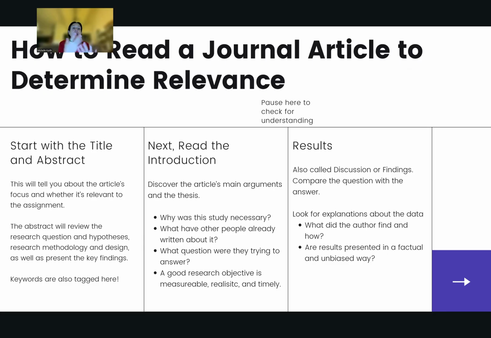Okay. So I start with the title and the abstract. The abstract is a high-level summary of what is going to be talked about in the article. So the title has to be relevant. You can do that with the kind of filtering of the keywords and all of that, which I just showed you. And then it will tell you if it's relevant to the assignment. The abstract's going to review the research questions. It may review the hypotheses. It'll talk about the methodology, the design. It will also present kind of key findings. Okay. There are also keywords that are tagged there in the abstract that's helpful.